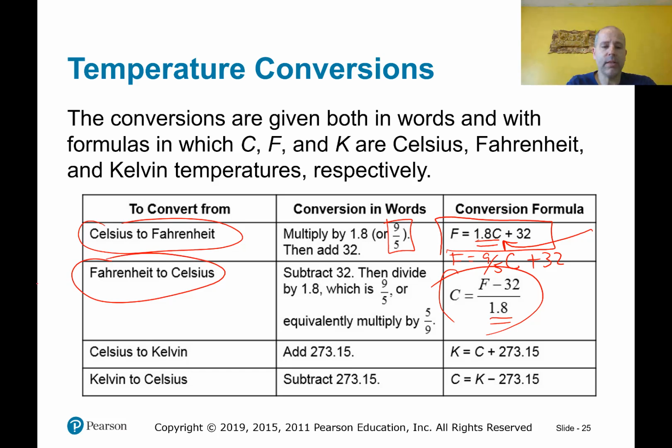And then of course, since Kelvin and Celsius are related, once you convert to Celsius, converting between Celsius and Kelvin becomes just an addition or subtraction problem, because you're either just going to be adding 273 degrees to go from degrees Celsius to Kelvin, or you're going to subtract 273.15 degrees to go from Kelvin to Celsius.